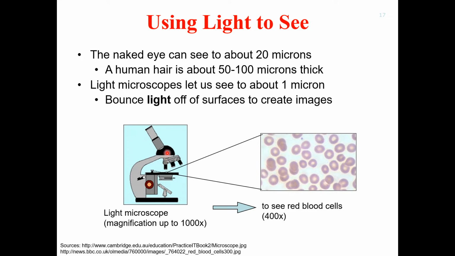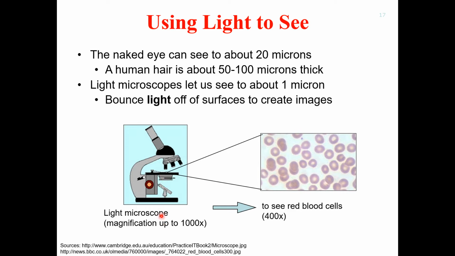With the help of a light microscope, one can see up to 1 micron. Here you can see that with your eyes, you can see only up to 20 micron. But with a light microscope, you can see up to 1 micron. You also have learned how a light microscope works. You have learned that the light basically bounces off the surface, and that creates the image. So here you can see the image that is being created with the help of a light microscope.